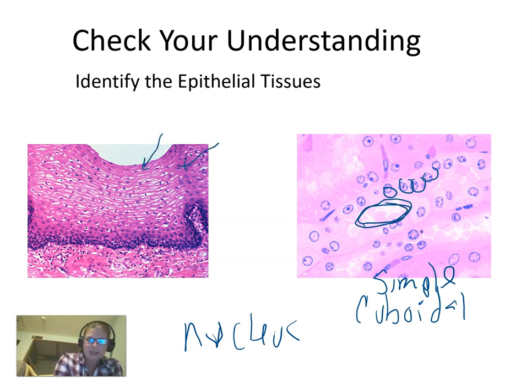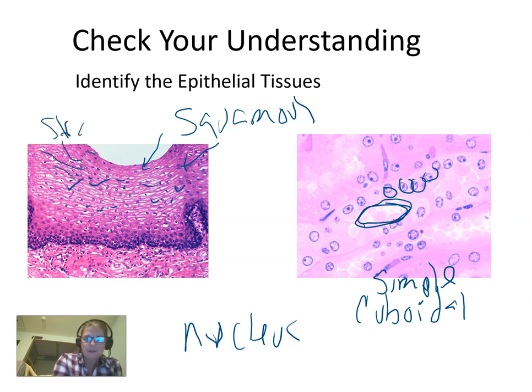Notice here, I see lots and lots of scattered flat cells and nuclei. So that tells me if it's flat, that's squamous. But look at all these layers. So I know that this has to be stratified. So as you're identifying the tissues, check out the nucleus, and it'll help you figure out what the tissue type is. So that finishes our lecture on the epithelial tissue.